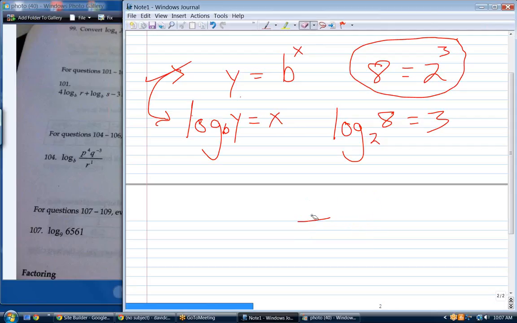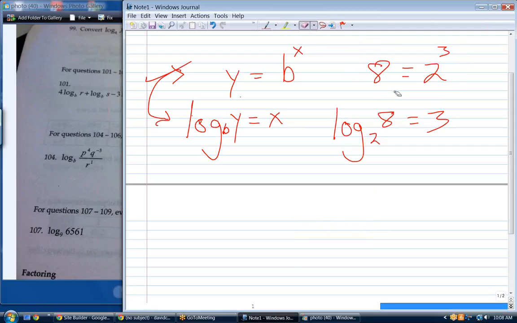Understanding this relationship is gigantic. If you hope to understand logs at all, you must memorize this. And it's not hard, as all you have to remember is that logs are exponents.